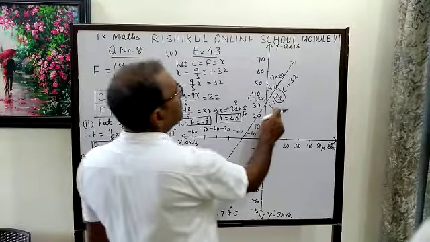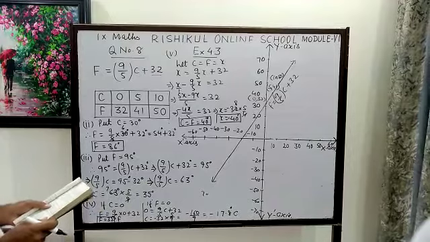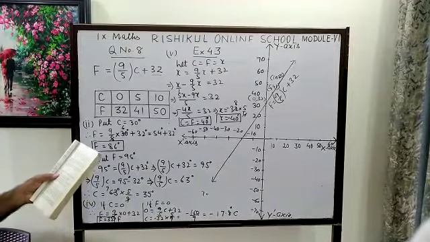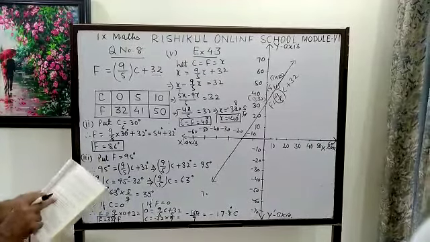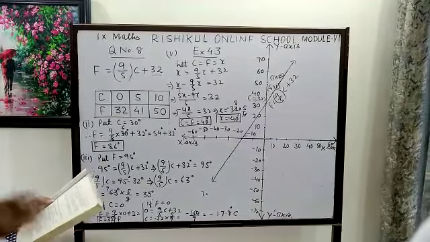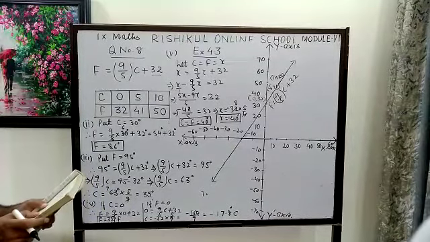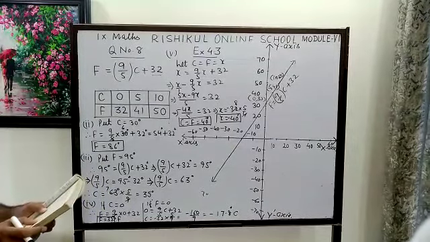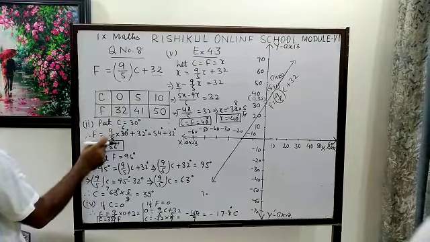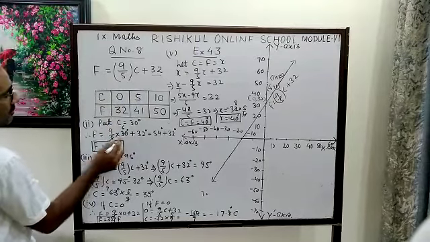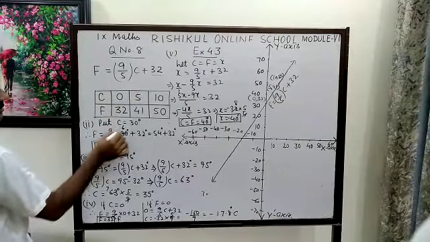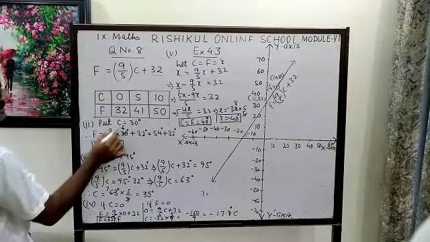Now see the second part. If the temperature is 30 degrees Celsius, that is, if C is equal to 30, then what is the temperature in Fahrenheit? In place of C you put 30, then 9/5 into 30 plus 32. 30 divided by 5 you get 6, 9 sixes are 54, plus 32, 86 degrees. This is F, Fahrenheit. Clear?